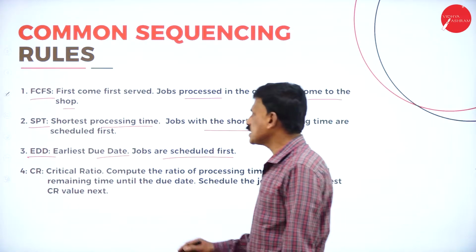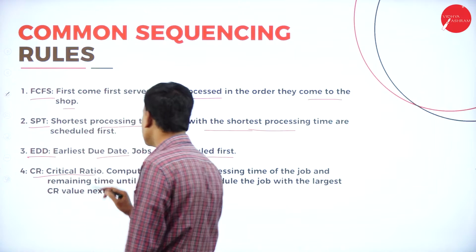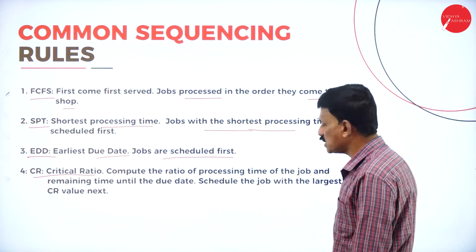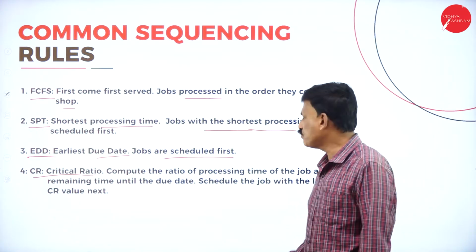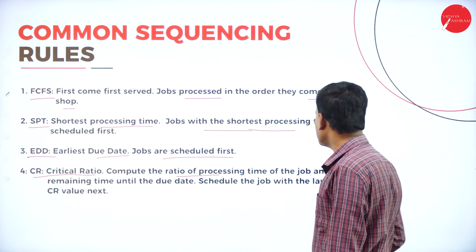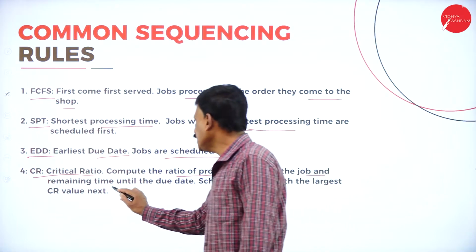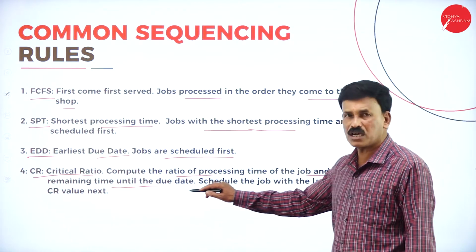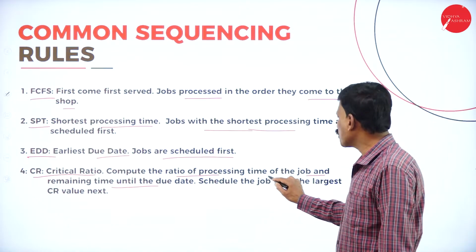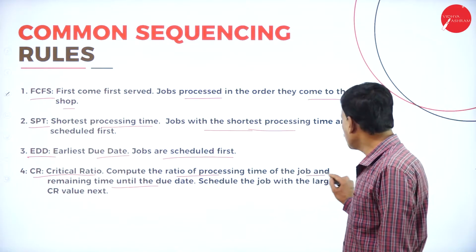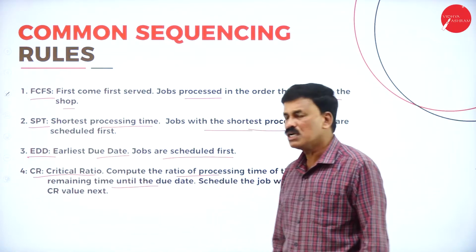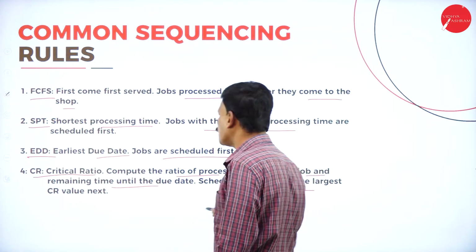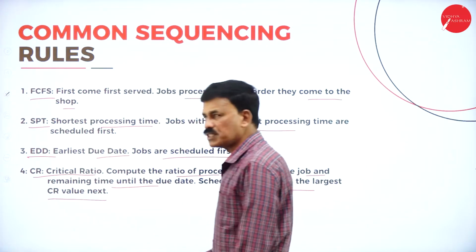Now the next one is the critical ratio, CR. The critical ratio is nothing but the ratio of the processing time of the job to the remaining time until the due date. So this schedules the job with the largest CR value next.